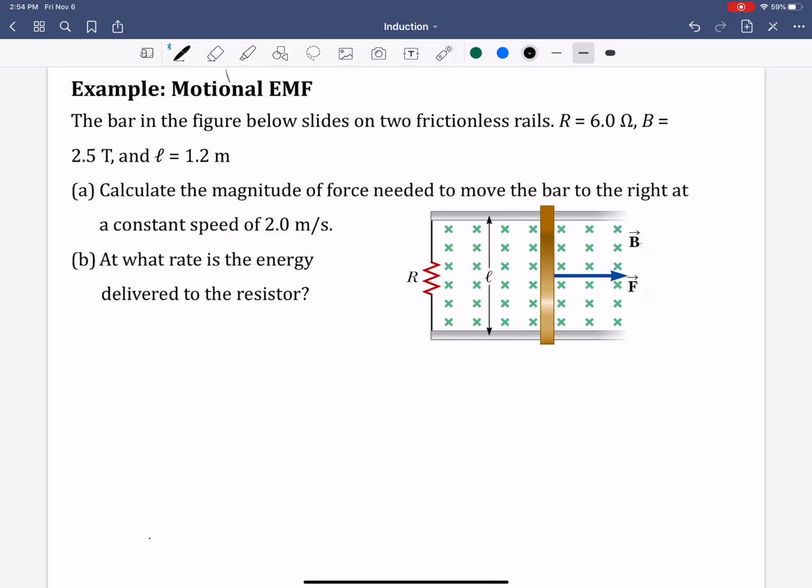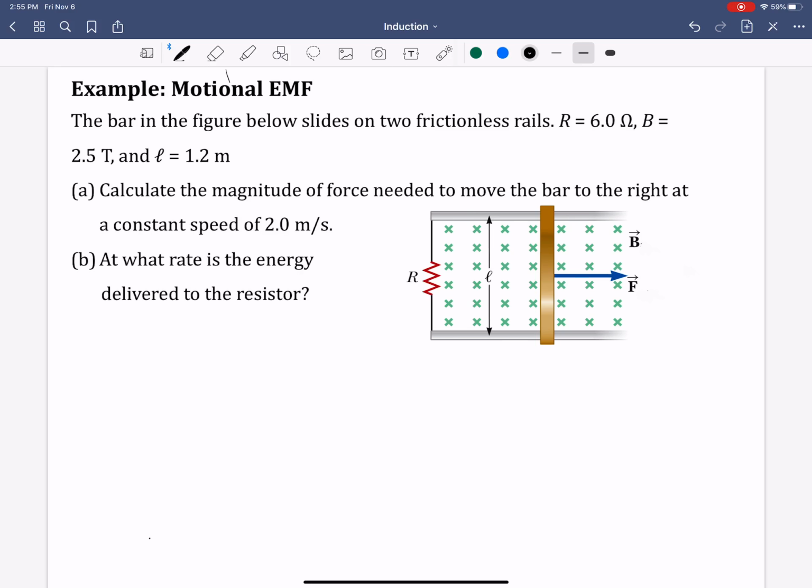So in this example, we have two parallel frictionless rails that are conducting, and they're connected in two places. On the left side, by a conducting wire with a resistor in it, and on the right side, by this movable, let's say, gold-colored conducting rod that's able to slide along both connection points. Okay, so there's a magnetic field inside these rails, as shown, and in part A, we want to find the magnitude of the force directed to the right such that we can move this conducting bar at a constant 2 meters per second.